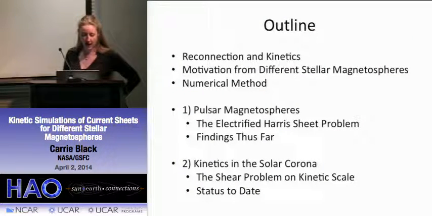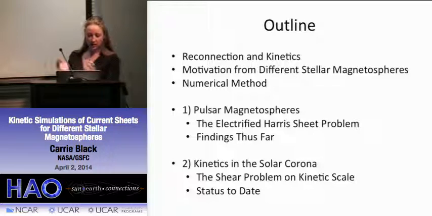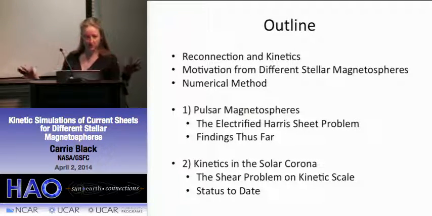Okay, so here's a quick outline of my studies. I'm going to talk a little bit about reconnection, magnetic reconnection, and kinetics. We'll go into the details of the numerical model that I'm using, so please ask me lots of questions about the numerics. Then I'll discuss a little motivation from different stellar magnetospheres. And then this is broken up into two different projects that I'm working on. One is on pulsar magnetospheres, which have very different properties than the solar corona does. And then hopefully we'll have lots of time also to actually get into the kinetics of the solar corona and the problem that I'm working on there.